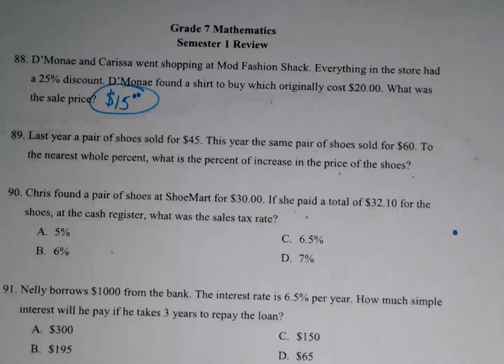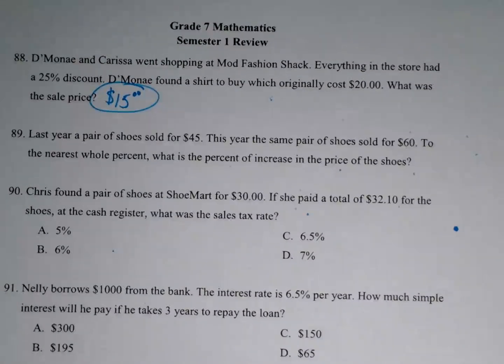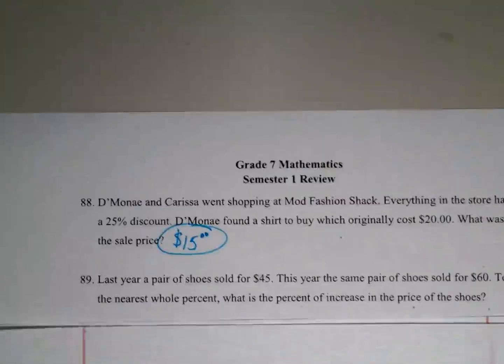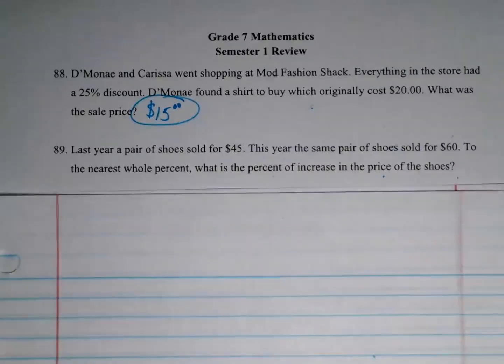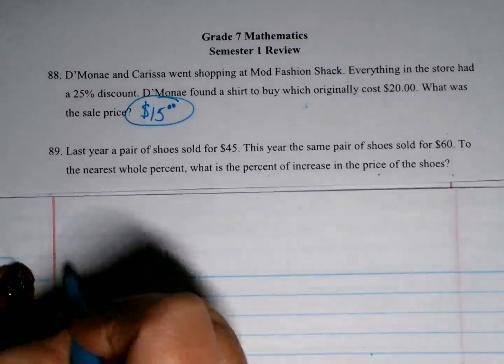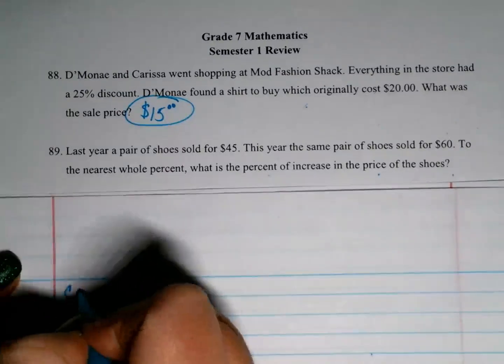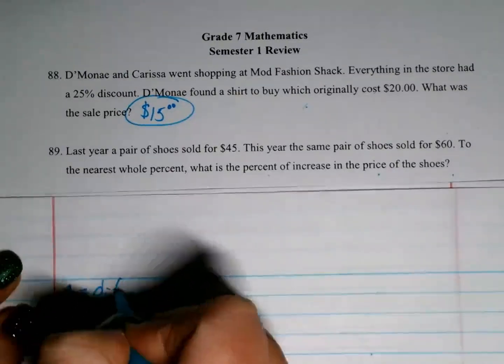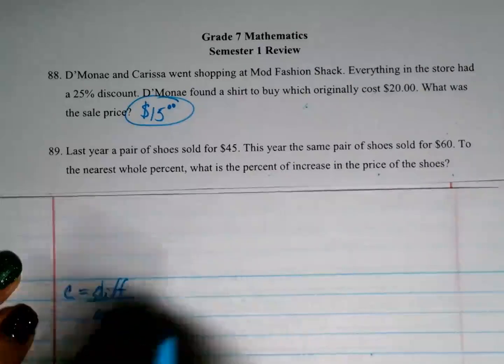Okay? Number 89. Last year, a pair of shoes sold for $45. This year, the same pair of shoes sold for $60. To the nearest whole percent, what's the percent increase in the price of shoes? This is another percent of change problem, right? Yep. So my percent of change equals my difference over my original, right?